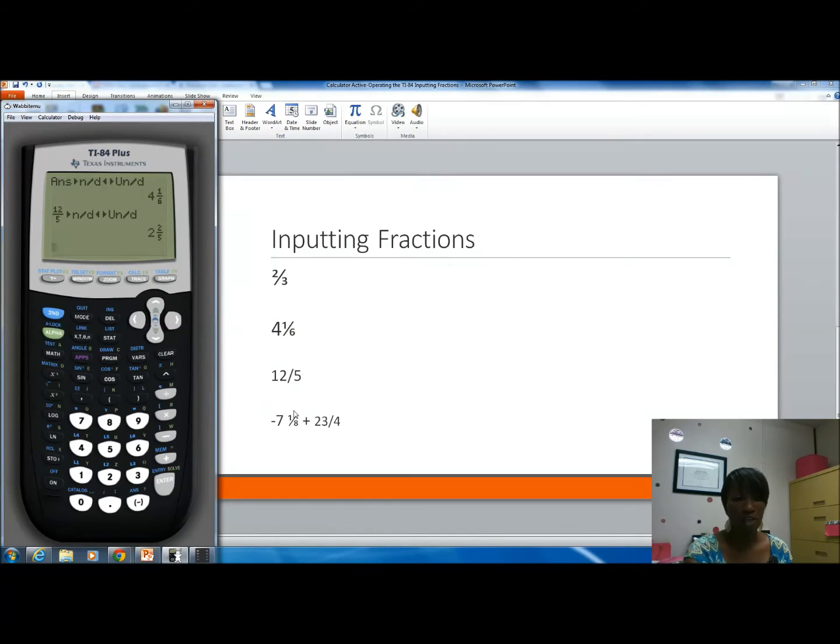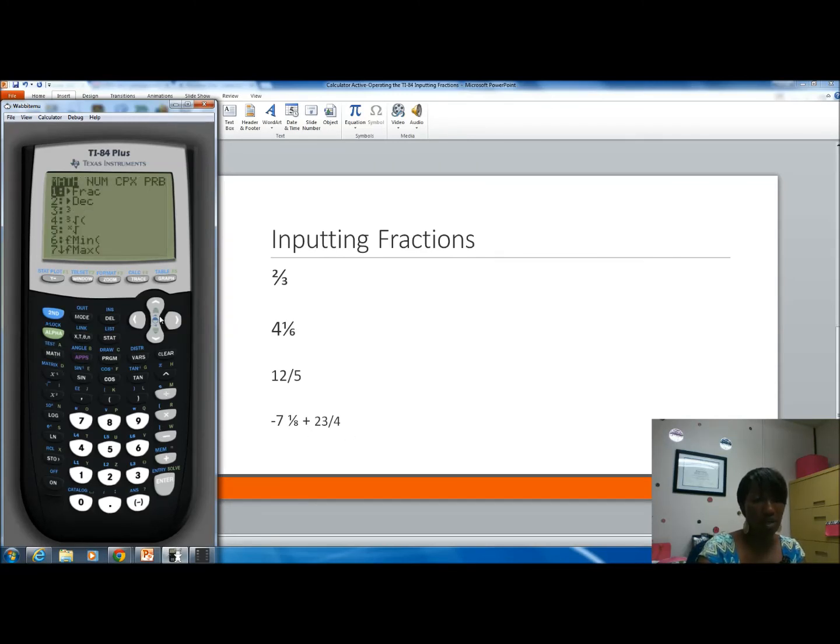So for the final one, I have negative 7 and 1/8 plus 23/4. Okay, so let's input this. Now I'm going to use the math key. So I'm going to math, arrowing over to num, and then letter C for the mixed numbers. Okay, so negative 7, arrow to the right. My numerator is a 1, my denominator is 8. Arrow to the right. I'm going to type in my plus sign, and now I want to add 23/4.